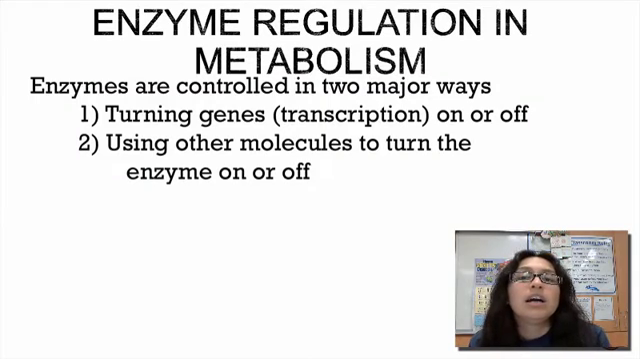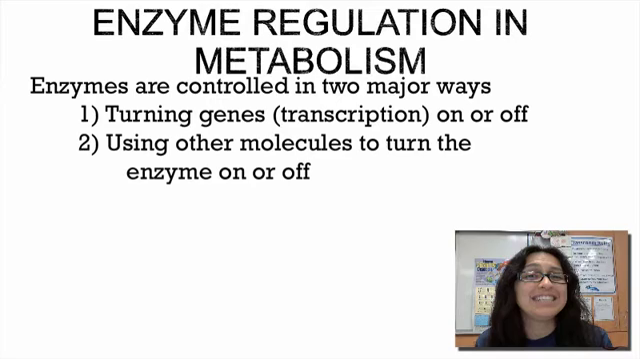So, there's two main ways to regulate your enzymes. The first is by turning the genes on or off that make the enzymes. Enzymes are a type of protein, and the instructions for building them are encoded in the DNA, in the genes. So if you turn a gene on or off, that means you turn transcription on or off for a specific enzyme, and that is going to control the enzymes. If they get turned on, then those enzymes are turned on and certain chemical reactions are going to occur within the cell. If you turn them off, that means certain chemical reactions are going to stop within the cell.